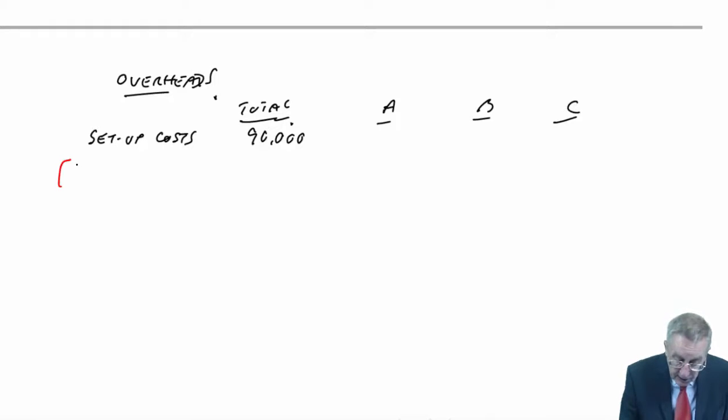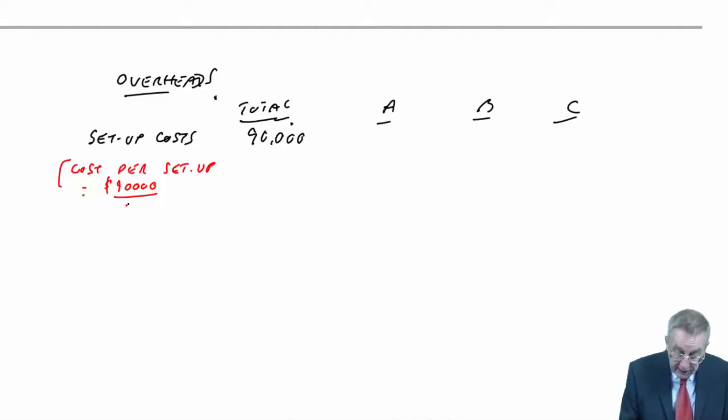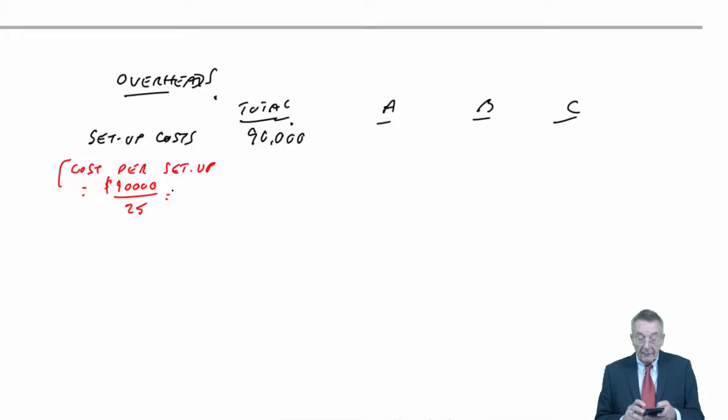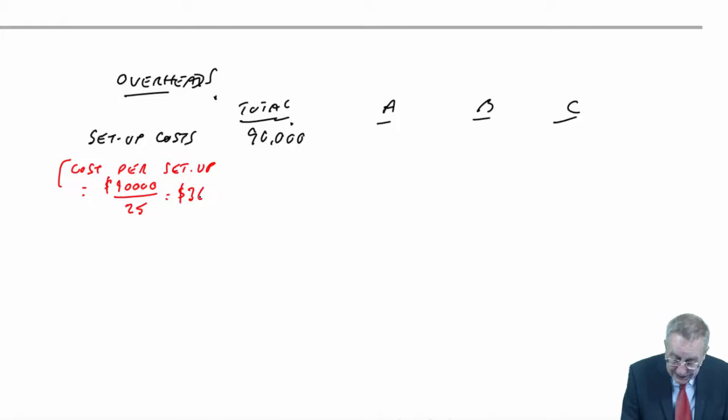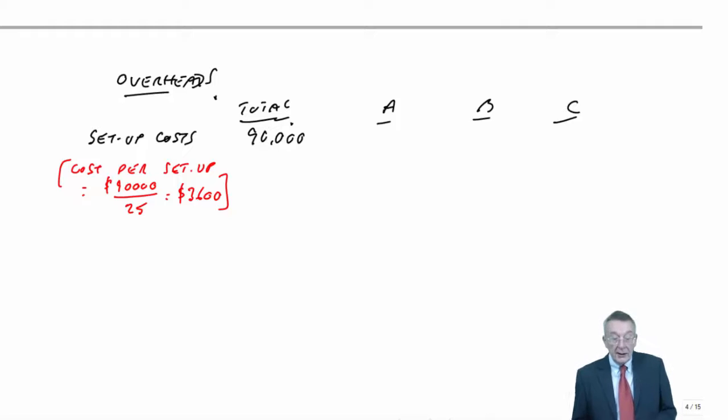I'll make it look a bit prettier. The cost per setup: again, we're spending 90,000 in total. We're setting up in total 10, 13, 2, a total of 25 times. And therefore, effectively, each setup is costing us 3,600. And having calculated a cost per setup, now we can charge it to the three products.